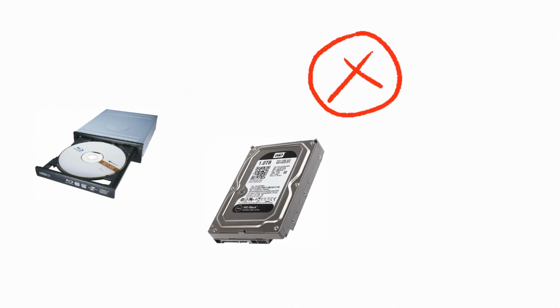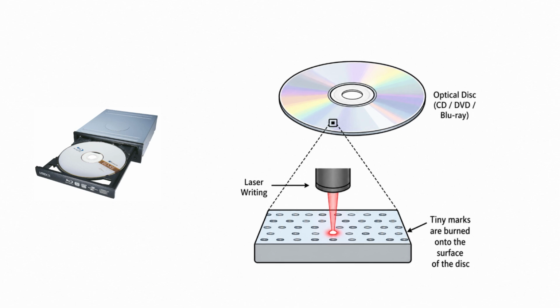Unlike hard drives and tapes, optical discs use a laser to read and write information. Tiny marks are burned onto the surface of the disk. When a laser shines on those marks, the computer interprets them as data.